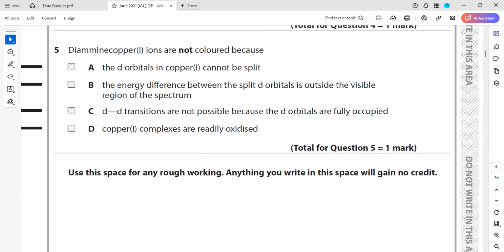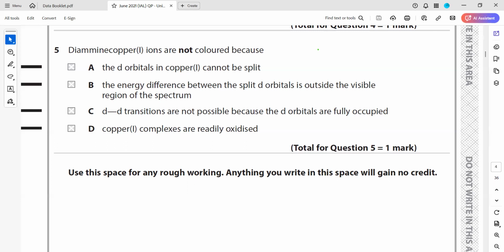The colored compound is due to the presence of a partially filled d orbital, and the splitting. The d orbital in copper can split, but the main thing for color is that it depends on the empty d orbital.